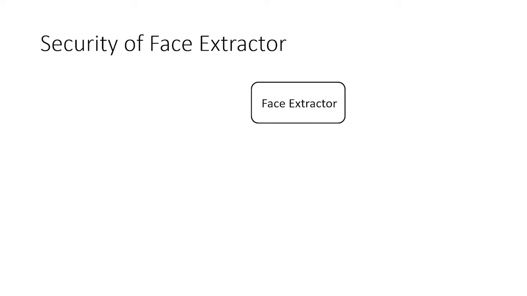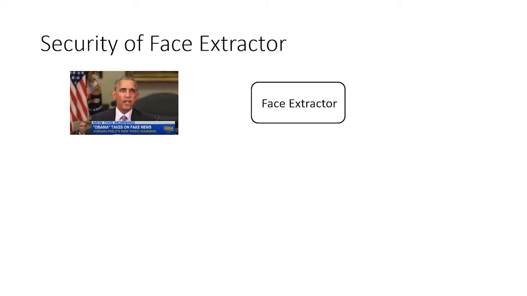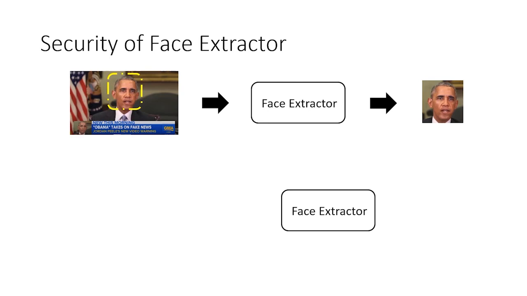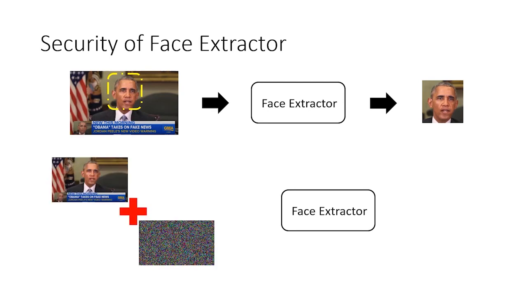We know that when fake faces are fed into the face extractor, the face extractor will locate the face region and extract it. However, what would happen when we add Gaussian noise to the fake faces before parsing them to the face extractor? Can the face extractor still successfully extract the face region?